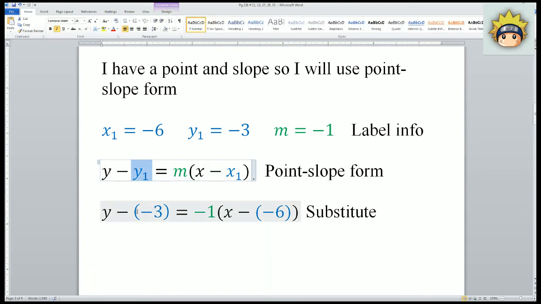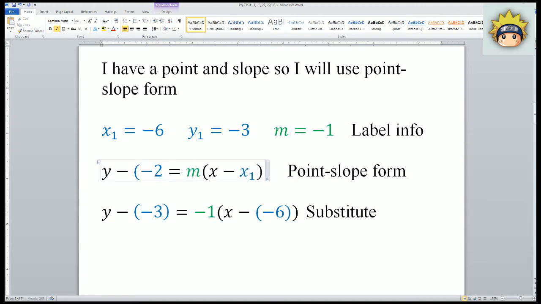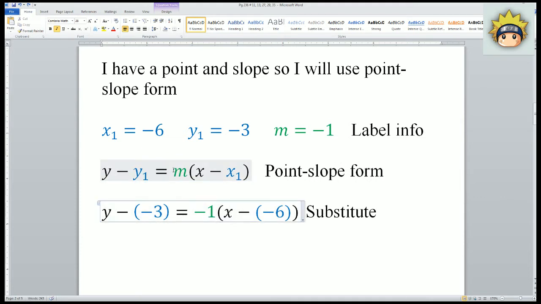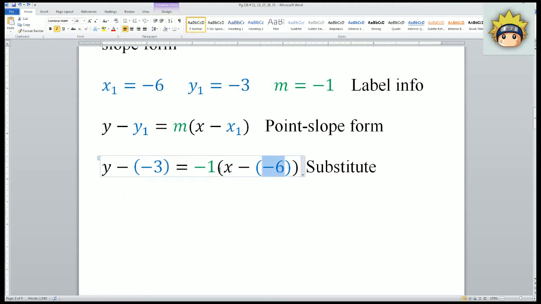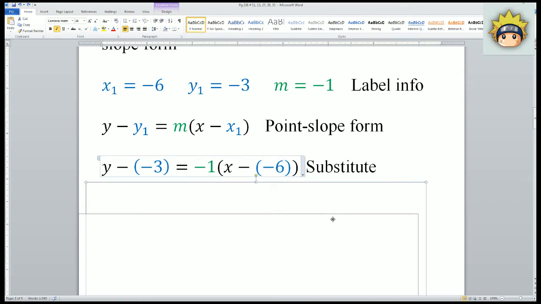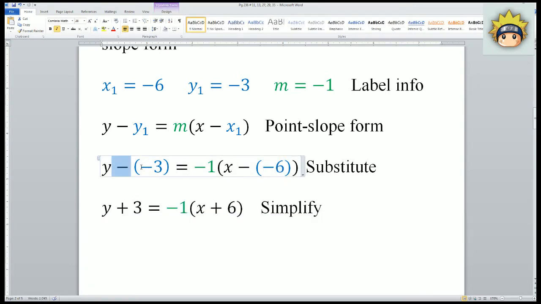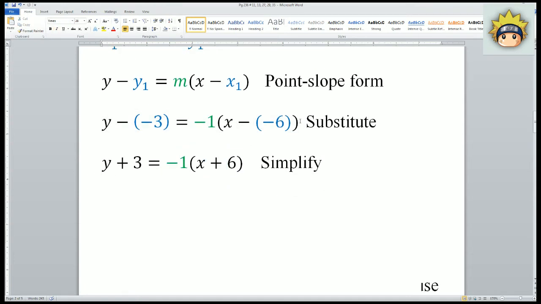Y1 became -3. Do you see that substitution? There was a negative here, but the negative still remains there. I just want to show you how the substitution looks. M is equal to -1 right there, and x1 was equal to -6. I make that substitution so you could see where it goes. Now I can simplify. The minus the negative is the same thing as an addition, and a minus and negative is the same thing as an addition. There you go. That's what I do after I simplify.